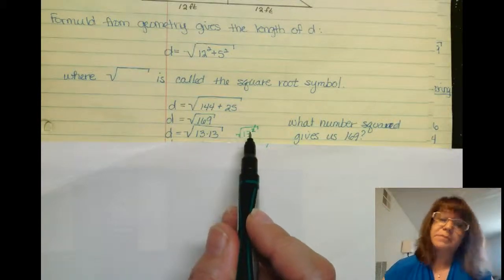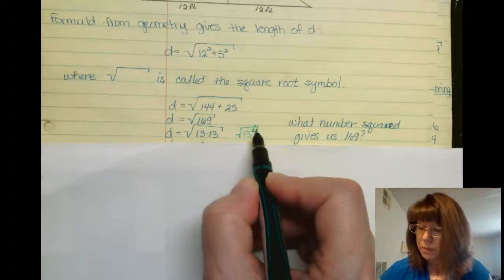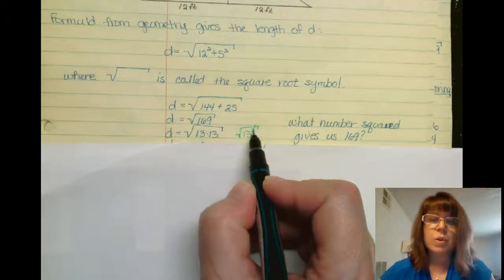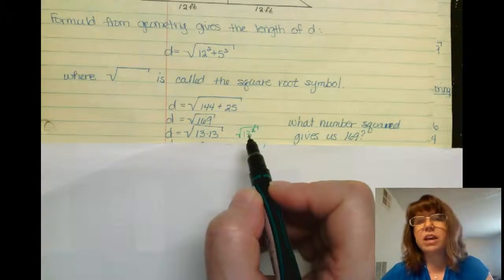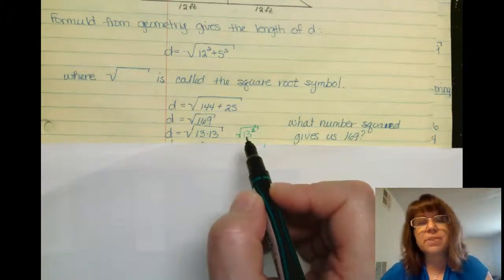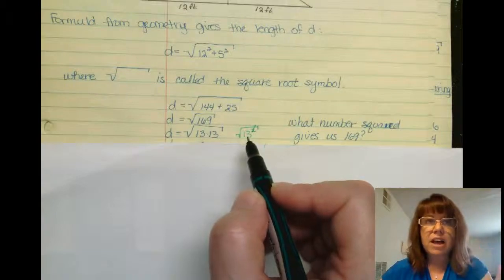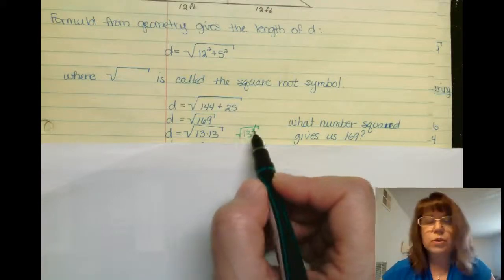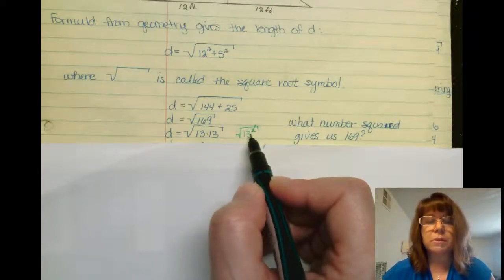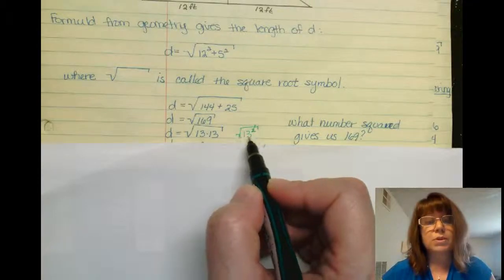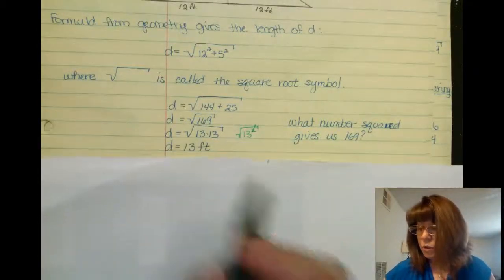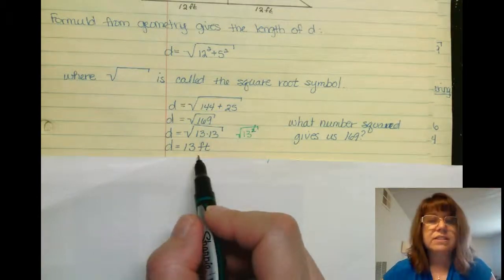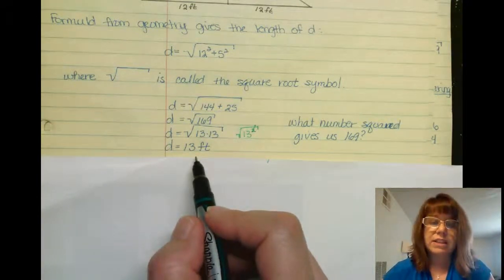Now this square root symbol is the opposite of squaring, just like addition is the opposite of subtraction, and multiplication is the opposite of division. If I multiply and divide by the same number, I get back to the original number. If I add and subtract the same number, I get back to my original number. Well, if I take the square root and I square a number, I get back to my original number. My original number is 13. So my answer is 13 feet. So that length of diagonal is 13 feet.